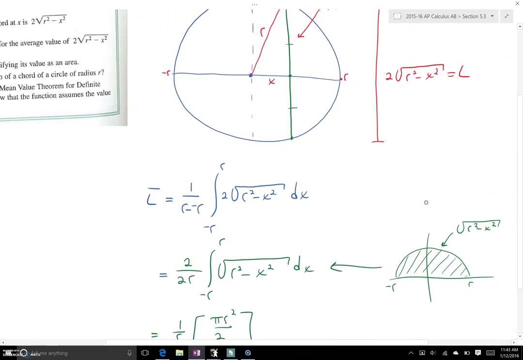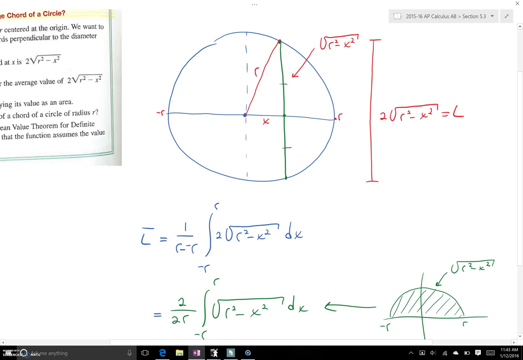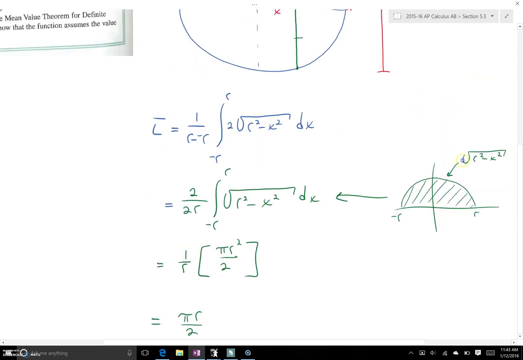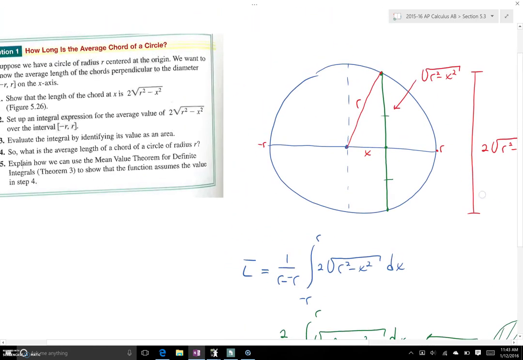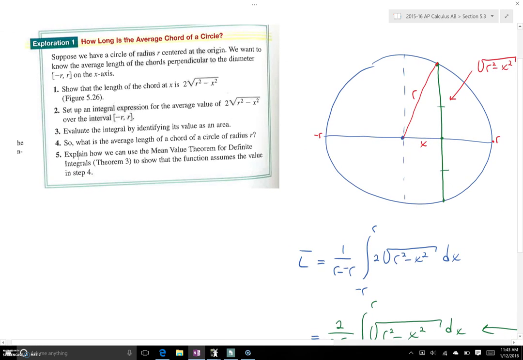So there must be some place in this circle that has a chord of length pi r over 2. And the mean value theorem said that if we have a function that's continuous on the region that we're integrating, that would be the case. And yes, this function is continuous from negative r to r, so it does in fact assume that value at some point.